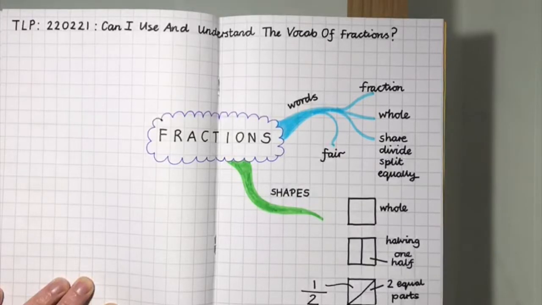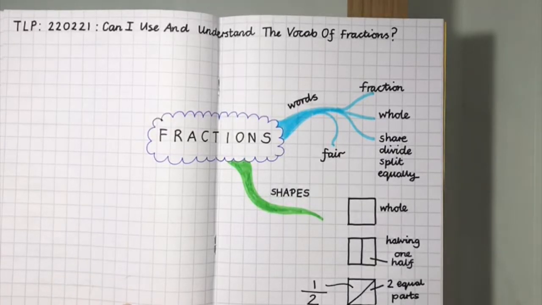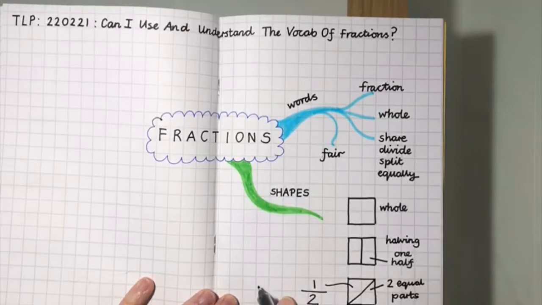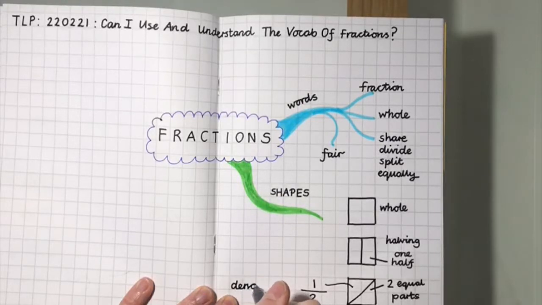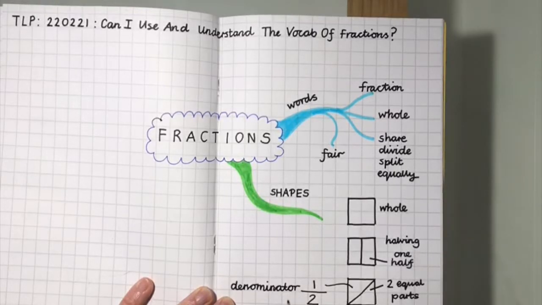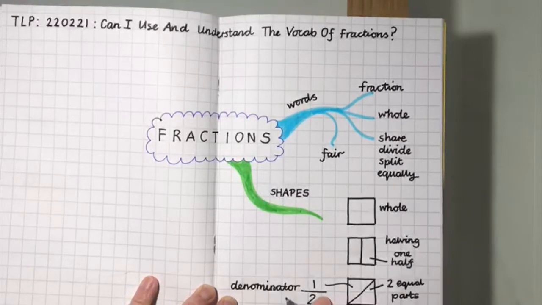The reason we write it like that is this bottom number is called, and you need to know this word, I'm afraid, year 3, the denominator. Make sure you spell it right. Denominator. D-E-N-O-M-I-N-A-T-O-R. How many letters is that? Let's check. 1, 2, 3, 4, 5, 6, 7, 8, 9, 10, 11. Has your word denominator got 11 letters in it?